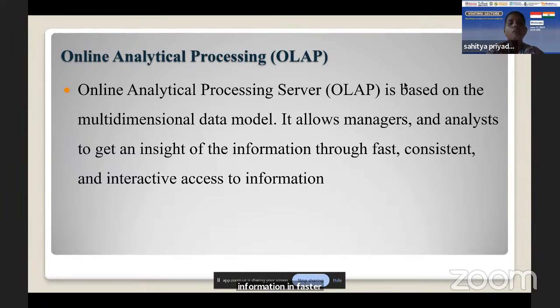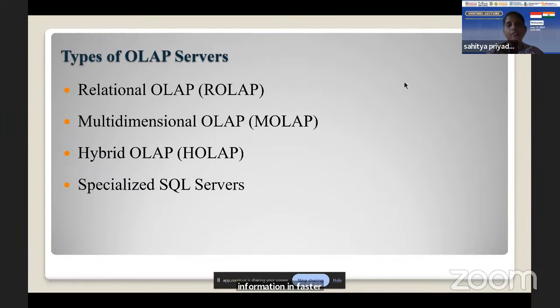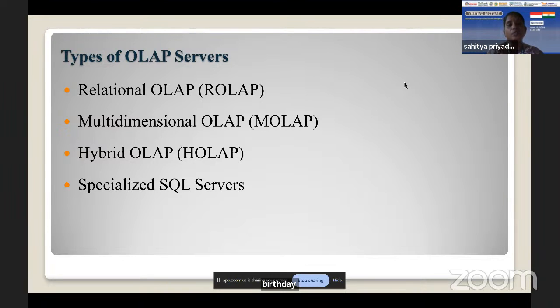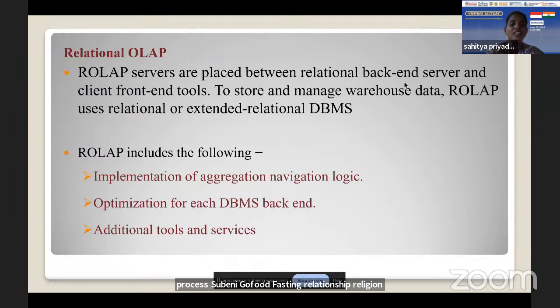So when you go for this online analytical processing, we are going to have three to four methods. What are the different types of OLAP servers present over there? How we can use that in an online process or current trending process. The types of OLAP are relational OLAP, multidimensional OLAP, hybrid OLAP, and specialized SQL servers. So what is a relational OLAP?